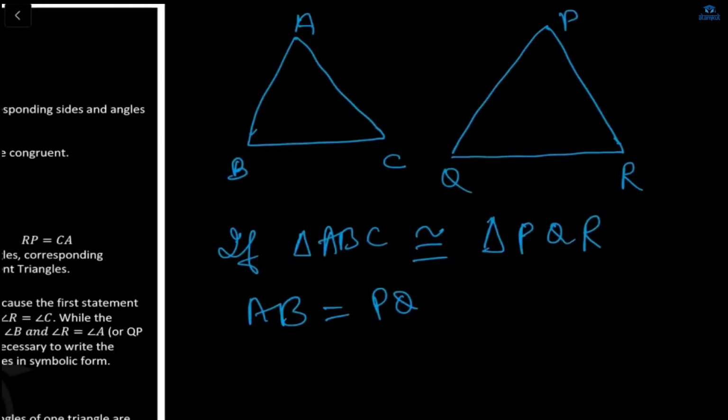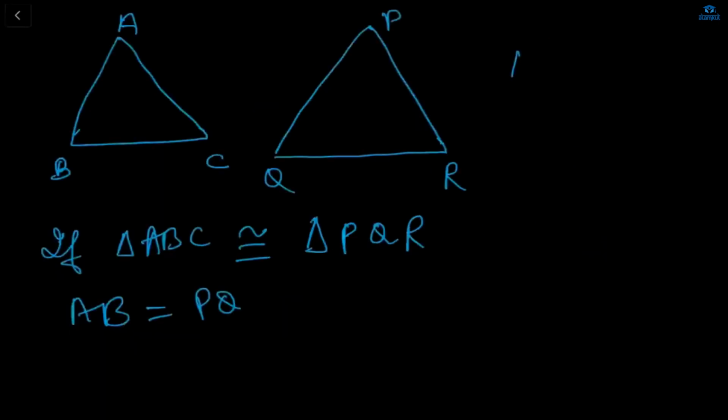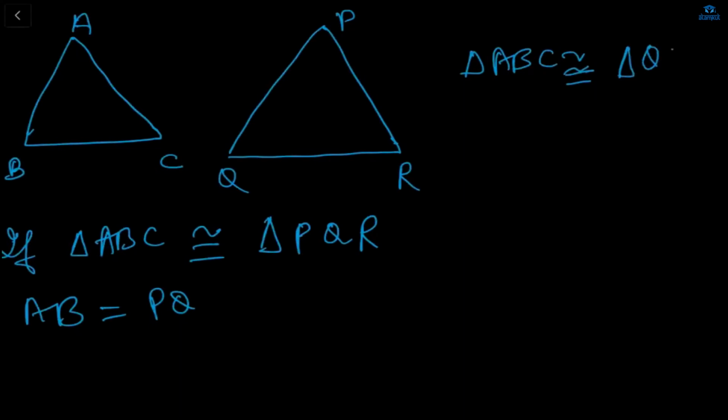Now I'm writing triangle ABC is congruent to triangle PQR. If I write triangle ABC is congruent to triangle QRP, are both the same thing or different things? Tell me. I'm writing ABC is congruent to PQR, and I'm writing triangle ABC is congruent to QRP. Is it the same thing or a different thing? It is a different thing. If you see this, it is different.